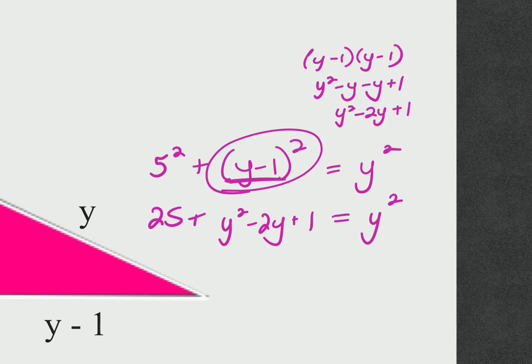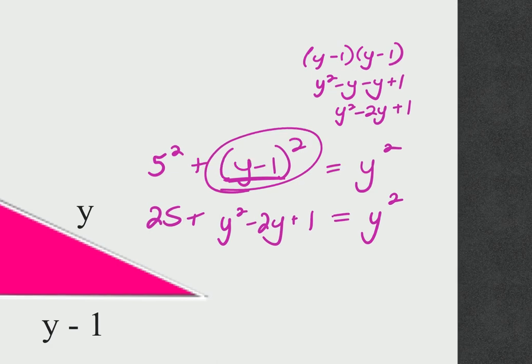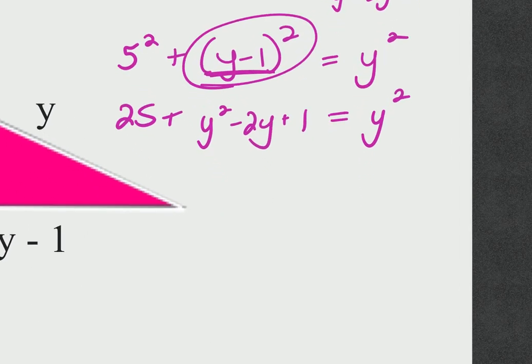And how do you simplify this? What would you do? Combine like terms. So I'd get y squared minus 2y plus 26 equals y squared. Then what?